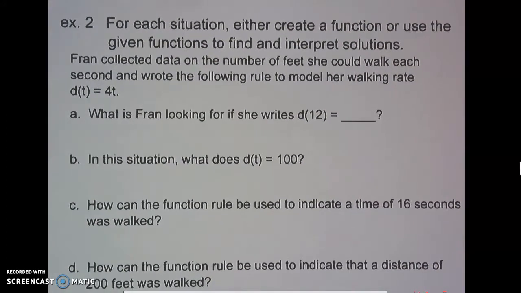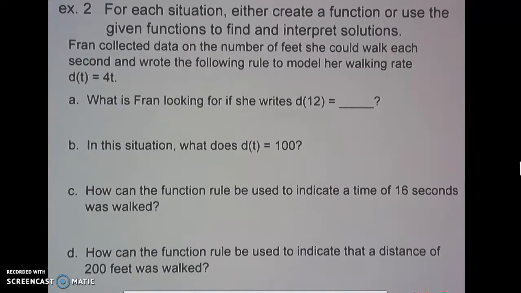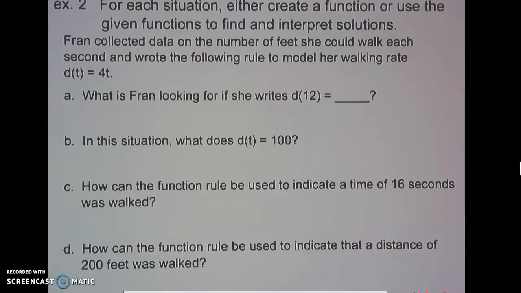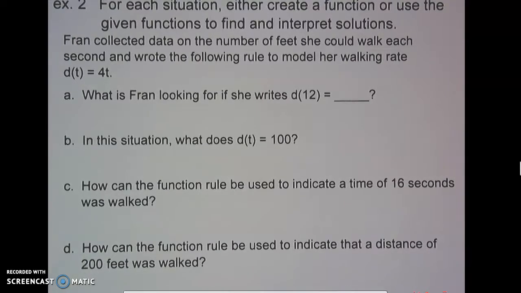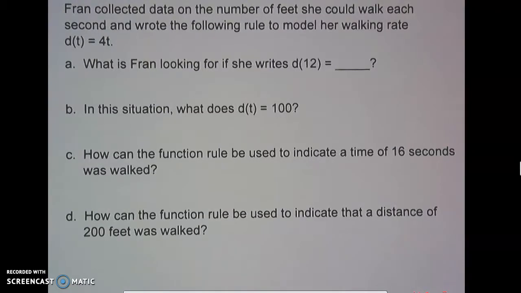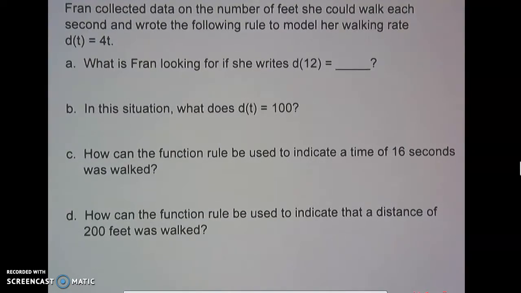Next, we're going to be interpreting a couple of different word problems and what they mean. So it says for each situation, either create a function or use the given functions to find and interpret the solutions. So the situation that we're in, Fran collected data on the number of feet she could walk each second and wrote the following rule to model her walking rate. D of t equals 4t. So what does this mean? D of t equals 4t.